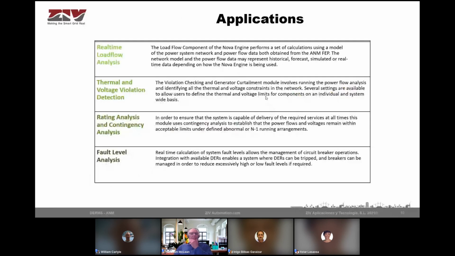The last slide I've got here is actually a list of the applications. It's quite complex, but the main applications that we foresee most ANM systems will consist of are the real-time load flow analysis, thermal and voltage violation detection, rating analysis and contingency analysis. And we'll also have fault level analysis. These are the main base applications that we have in our system. But of course, there are many more.